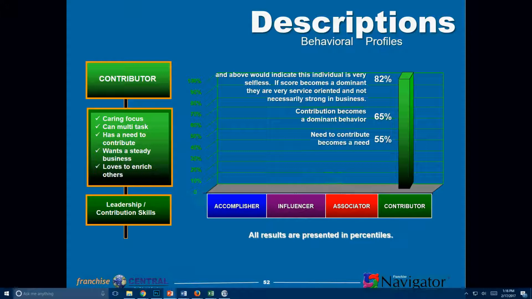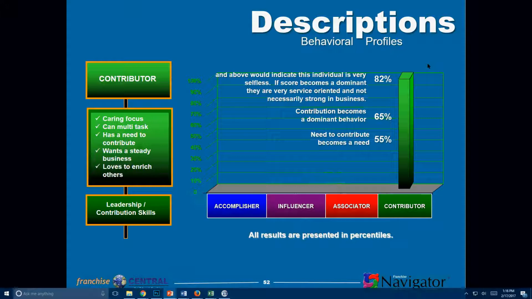So that's the associator. The contributor is a little different. They do care, but if it's low, they don't really care. Enriching the lives of others doesn't really matter. And you'll see that it's like musical instruments that in a lot of cases, when it's a lower contributor, it's going to be a higher influencer. Not selfless, but selfish. So at 65%, it starts. At 82%, it's pretty strong. Very service-oriented people, not necessarily strong in business unless they've got the associator and the accomplisher scores.